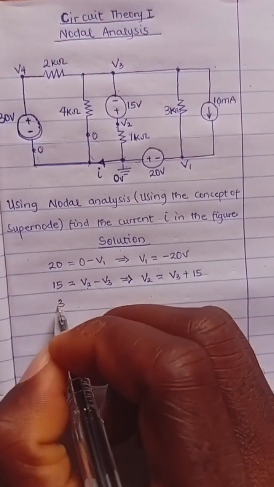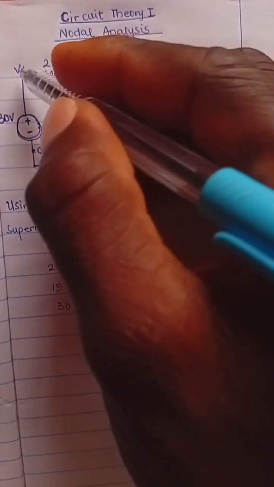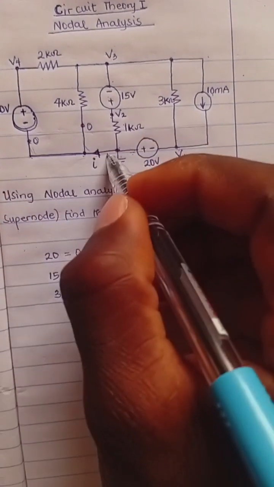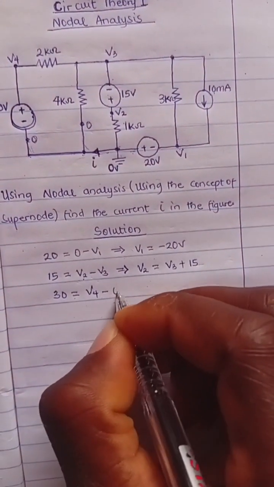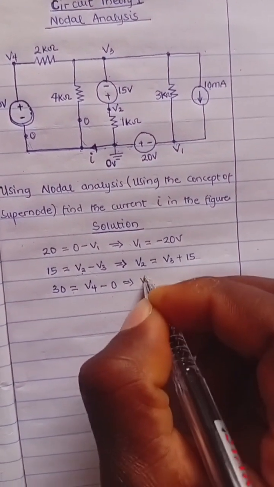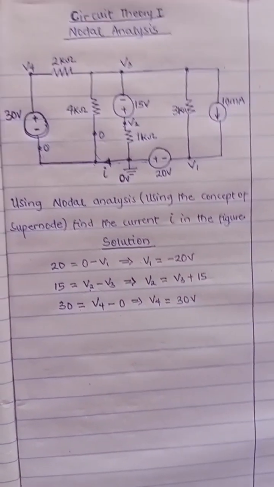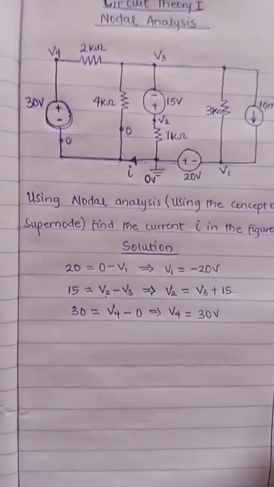How about this voltage source? This is a 30 volt source, and that would be equal to the voltage at the positive, which is V4, minus the voltage at the negative, which we can trace to ground, which is 0. From here, we'll get our V4 to be equal to 30 volts. So we'll keep this in mind as we apply KCL to the node.